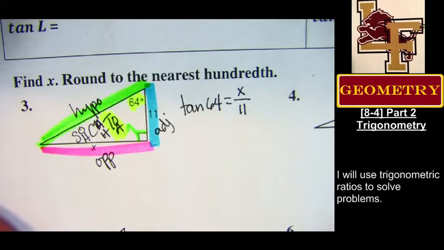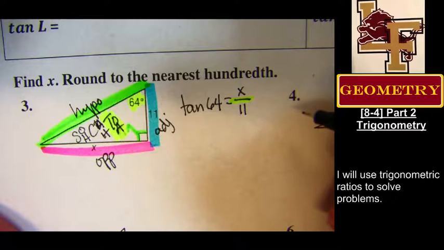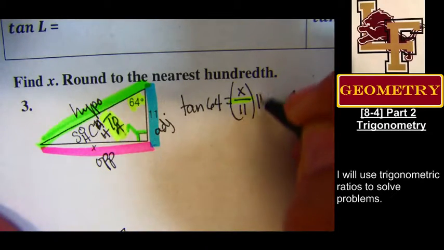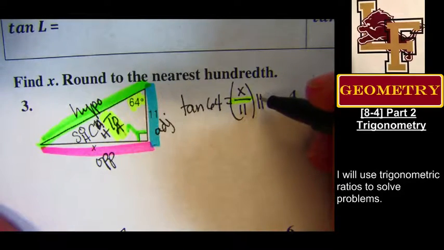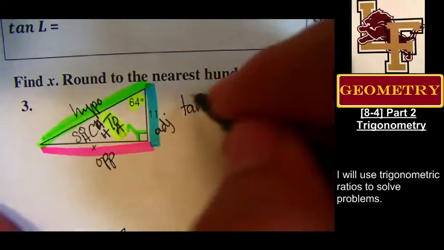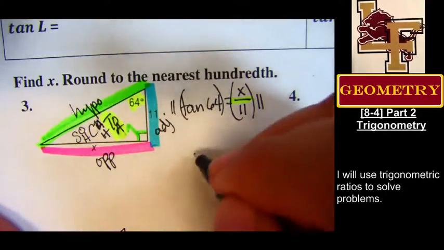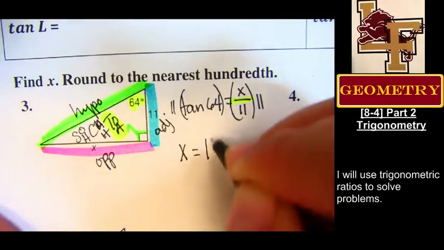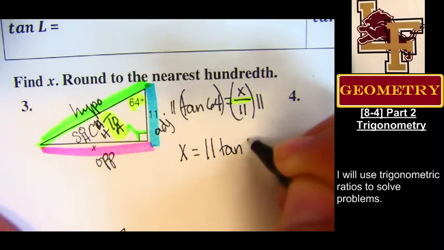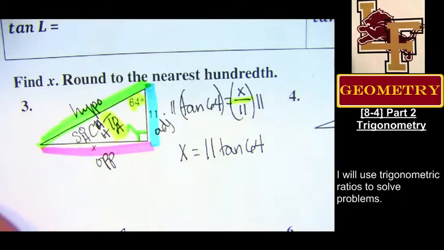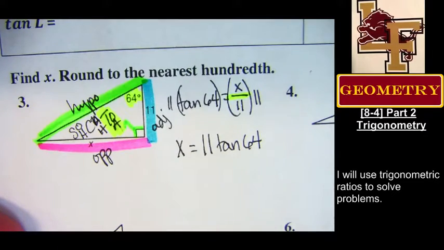Trying to solve for x, what's happening between x and 11? Division. How do you undo division? Multiplication. What am I multiplying by? 11, because I totally wrote it. That means that x equals whatever I get when I type into my calculator 11 tangent 64. Let's go to our calculators.